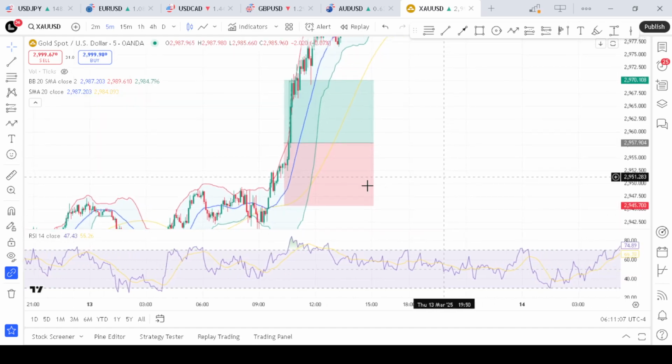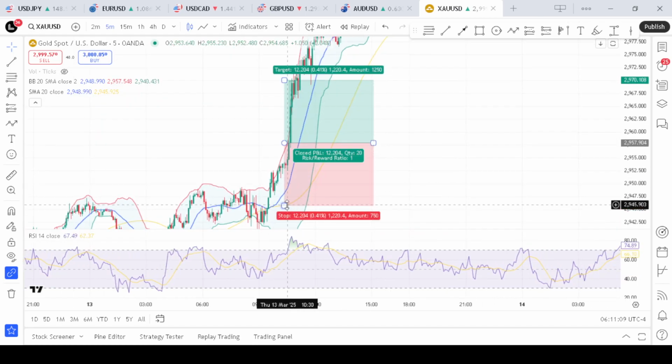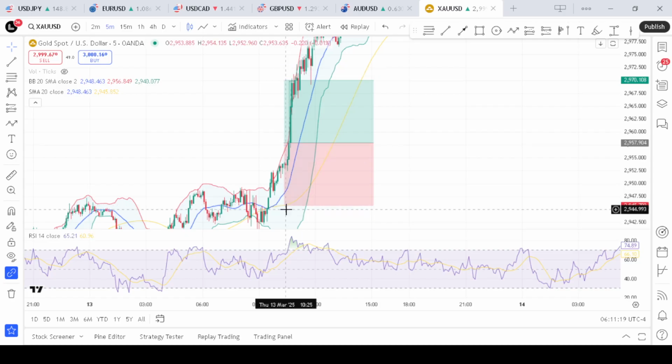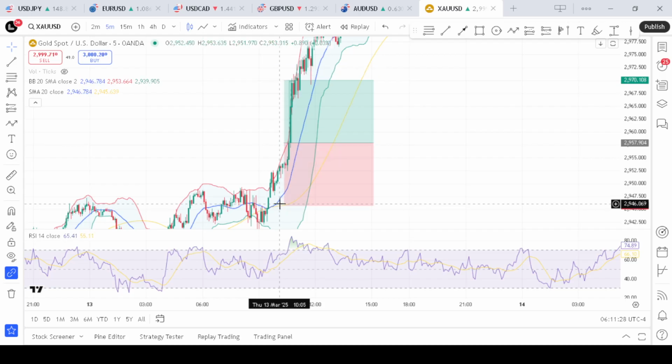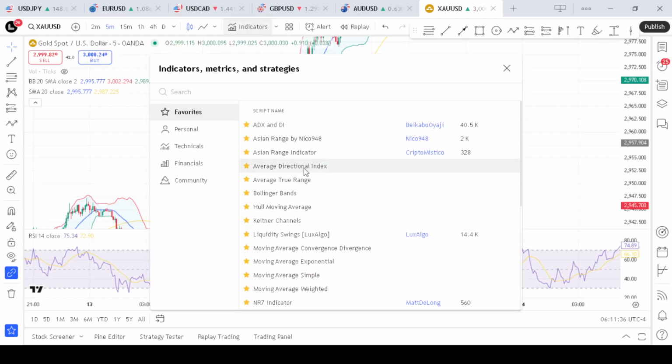Remember, risk management for gold is very important. It is crucial for scalping. Your position size, you should never risk more than 1 to 2% of your trading account on a single trade. Calculate your position size based on your stop loss to ensure you have adhered to this rule. Your stop loss placement, you can use the average range indicator to set your stop loss.